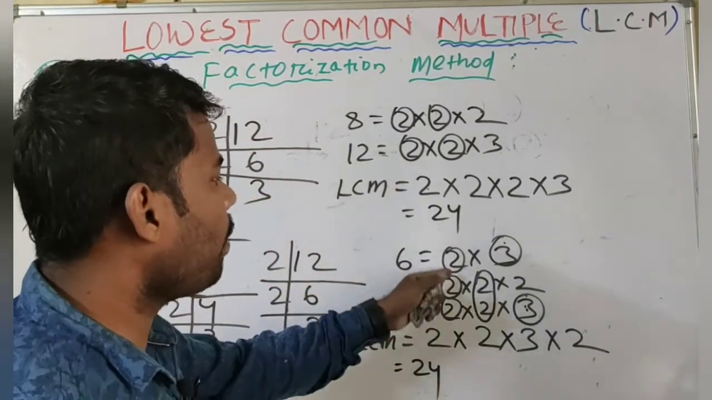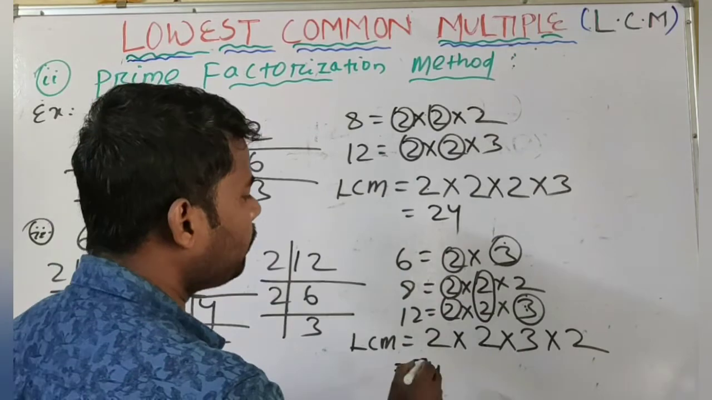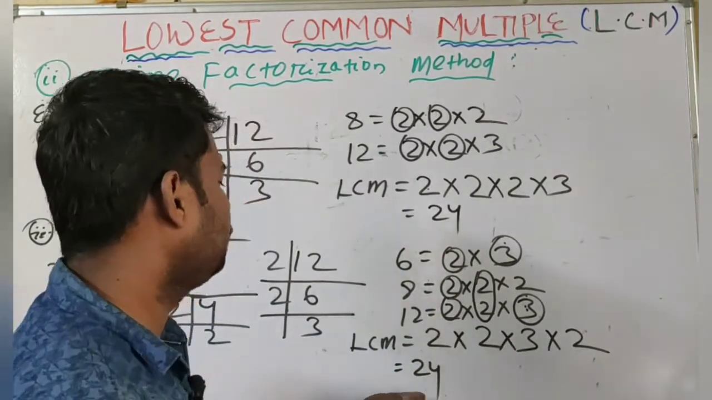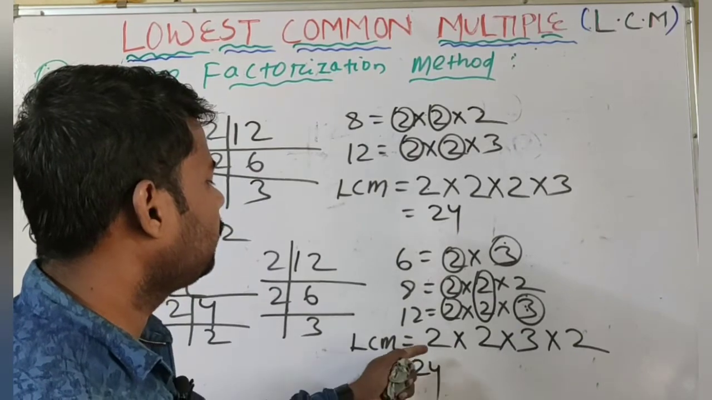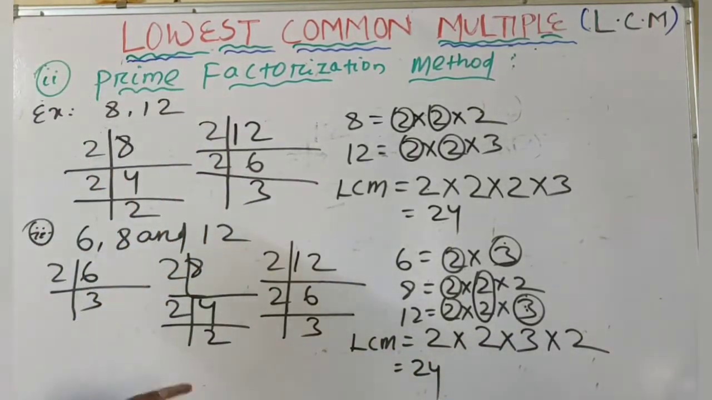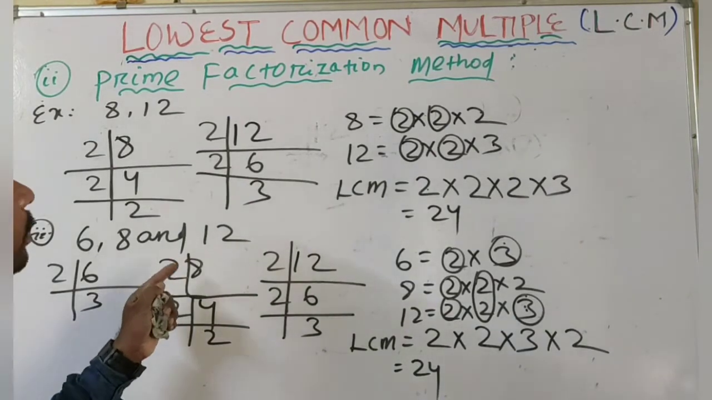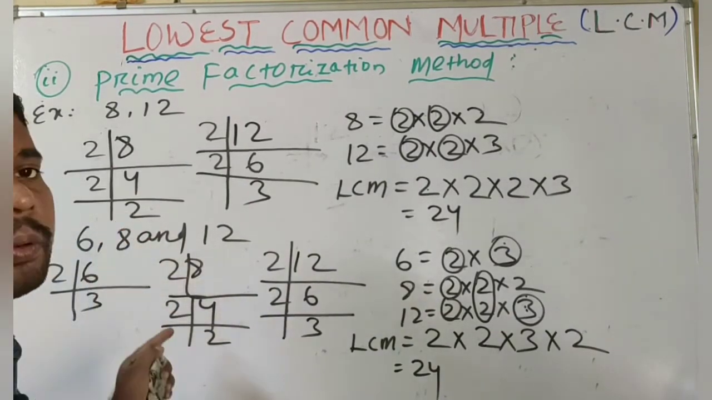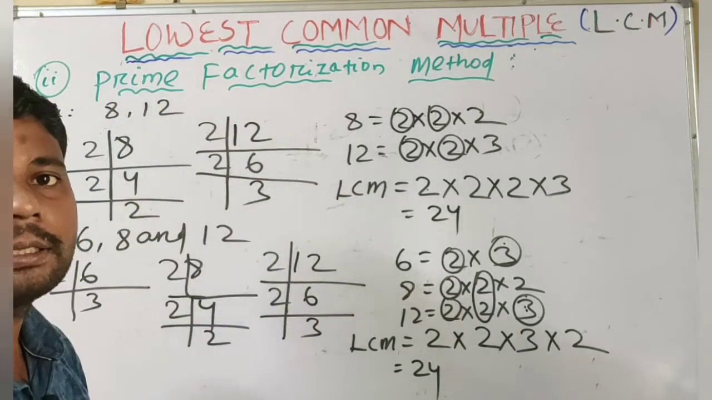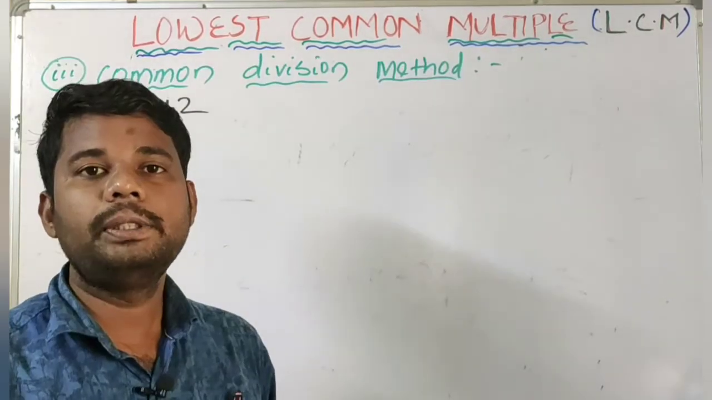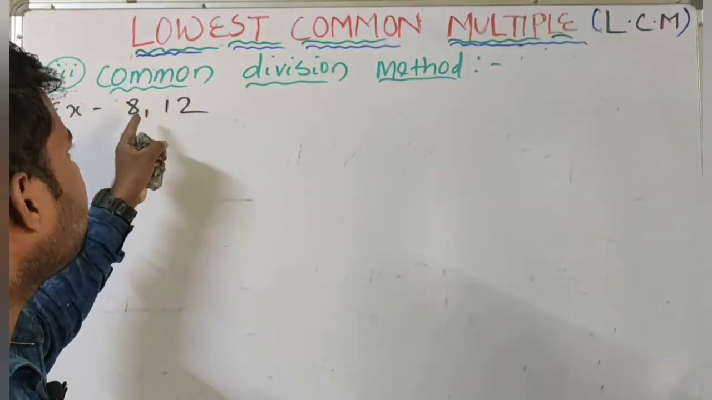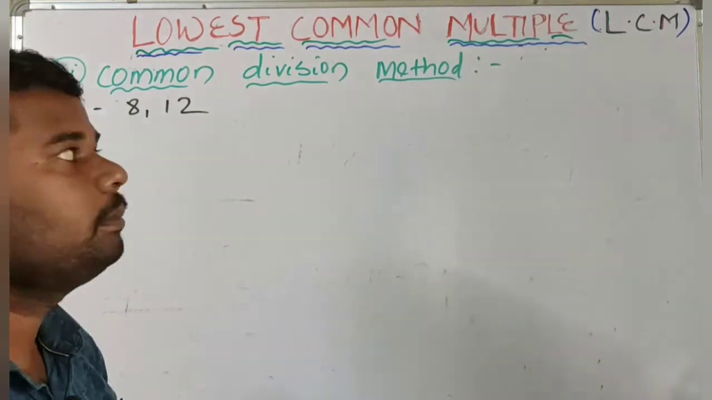So which are common we have to multiply once, and which are not common we have to directly multiply. So LCM will be 2 into 2 into 3 into 2 is equal to 24. So in this way we can find the LCM of two or more given numbers by using the prime factorization method.